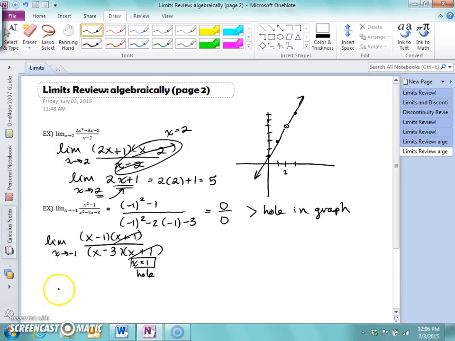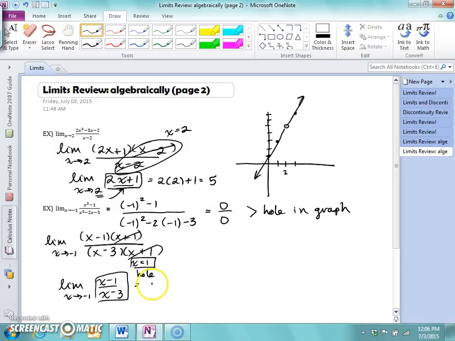What I am left with now is the limit as x approaches negative 1 of x minus 1 over x minus 3. That's my simplified rational function. Notice this one's different because I'm left with a rational function still. This function will still have asymptotes, whereas this one here was just a line, no asymptotes.